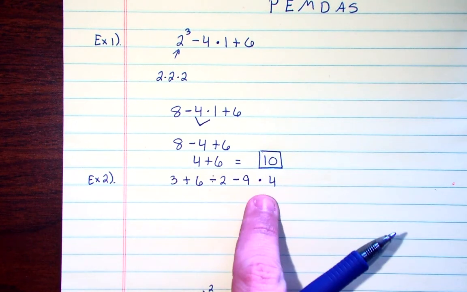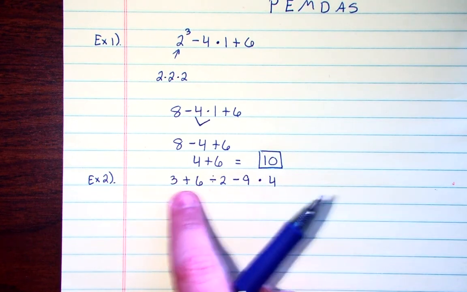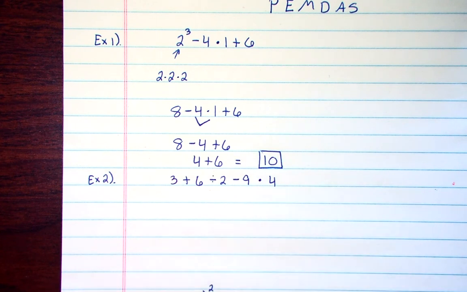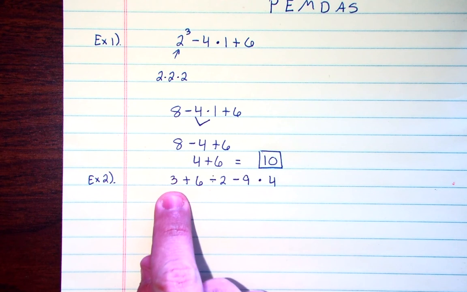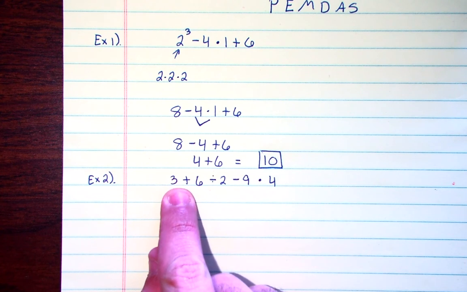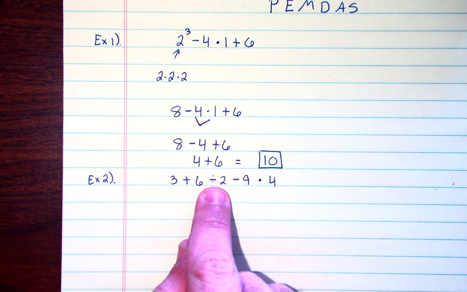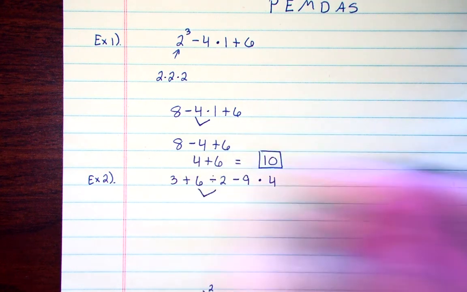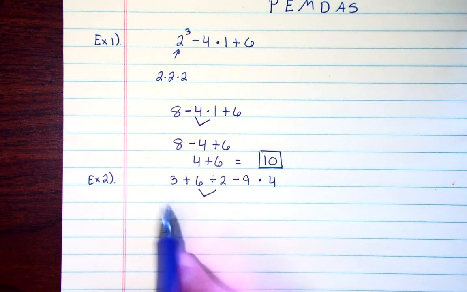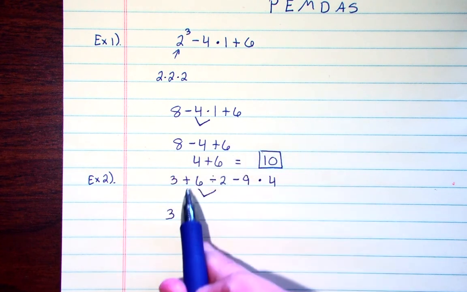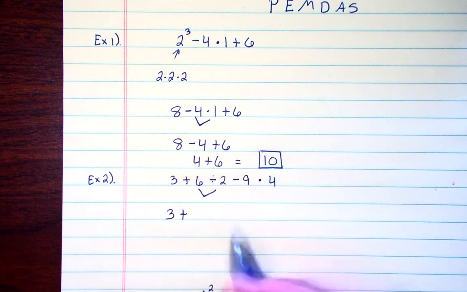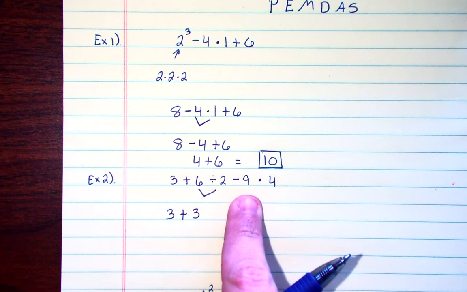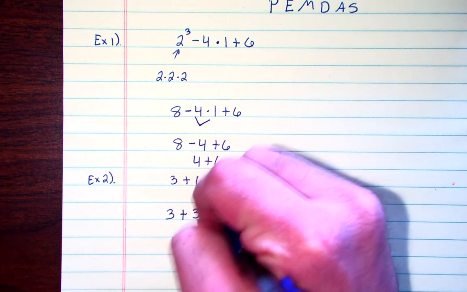Are there any parentheses? No. Are there any exponents? No. The next thing is to multiply or divide, whichever comes first, from left to right. So I'm going to stop my finger when I see a multiply or divide. Oh, there it is right there. What is 6 divided by 2? Well, that's 3. So bring down this 3. Bring down the plus sign. You just told me 6 divided by 2 is 3. Bring down the minus 9 and the times 4.